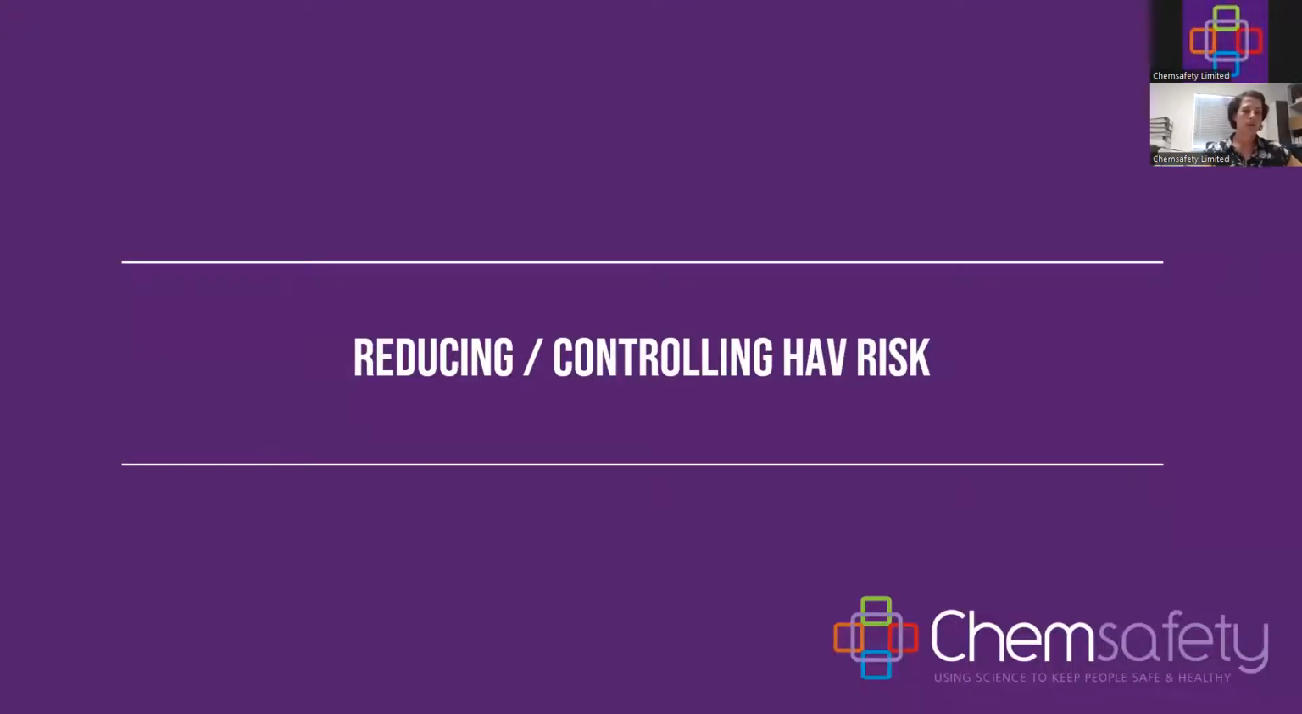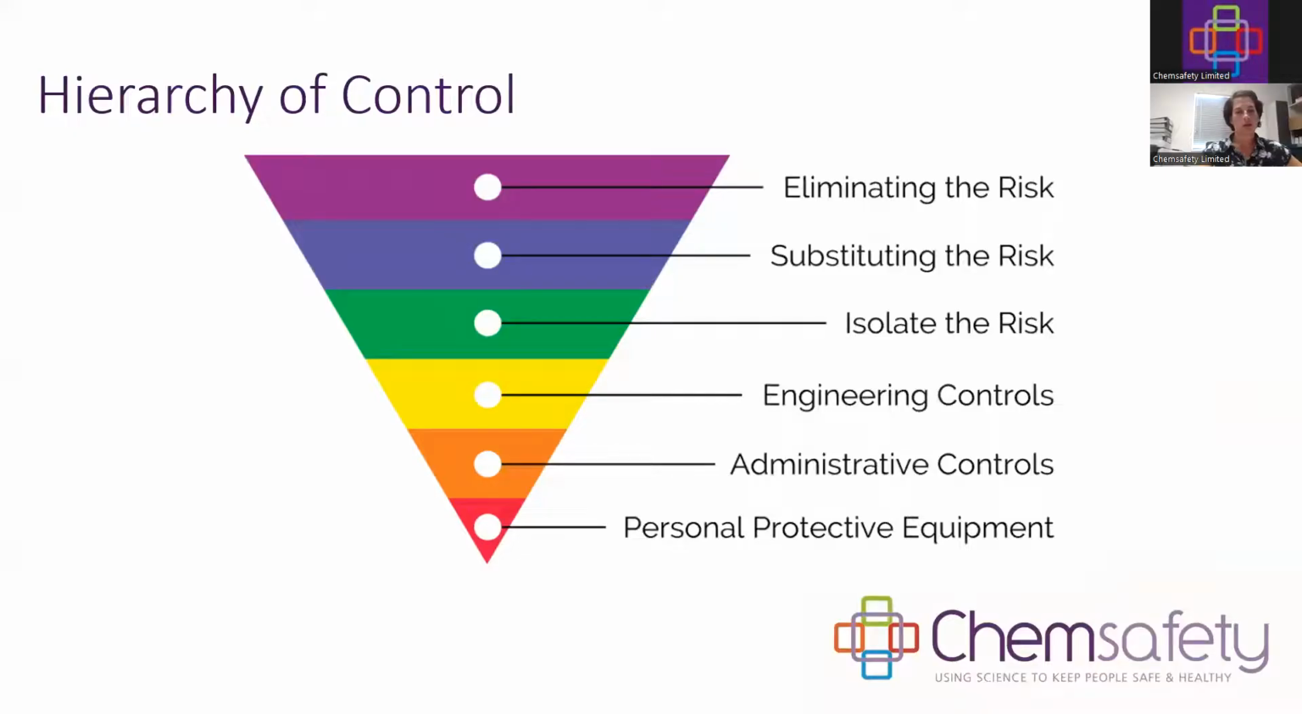So when reducing or controlling the hand-arm vibration risk, you'll typically follow the hierarchy of control, which is eliminating the risk, substituting the risk, isolating the risk, engineering controls, administrative controls, and PPE, which is the very, very last form and the least effective form of protection.